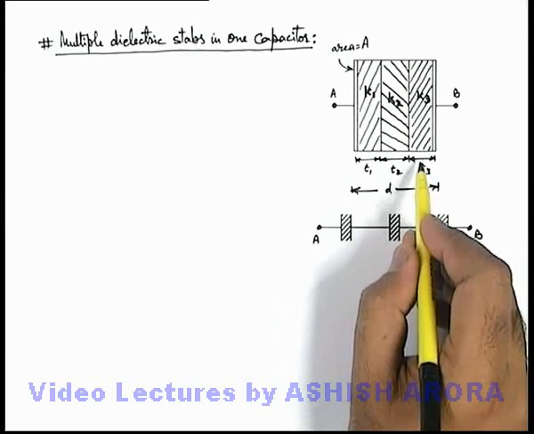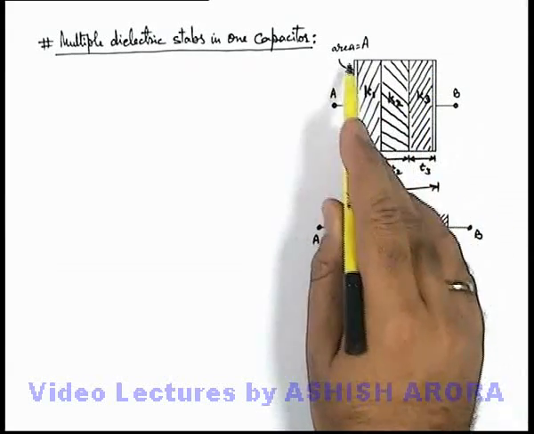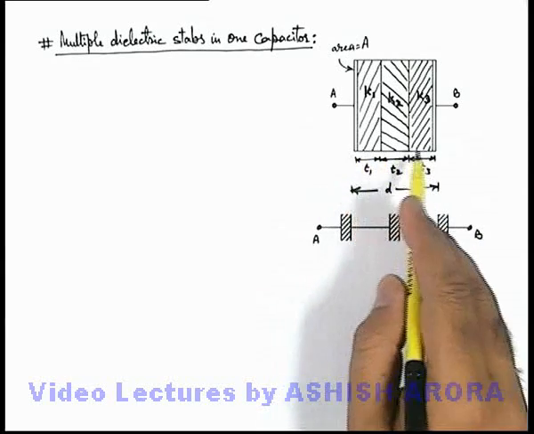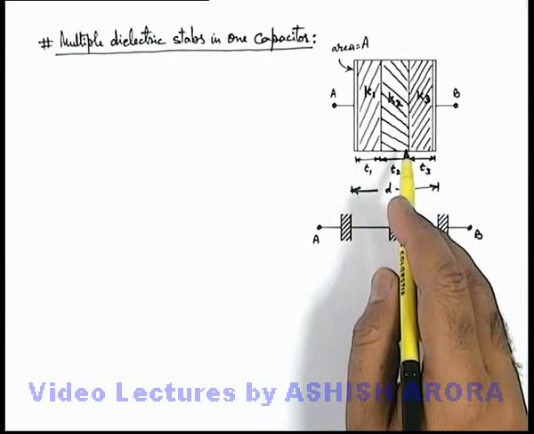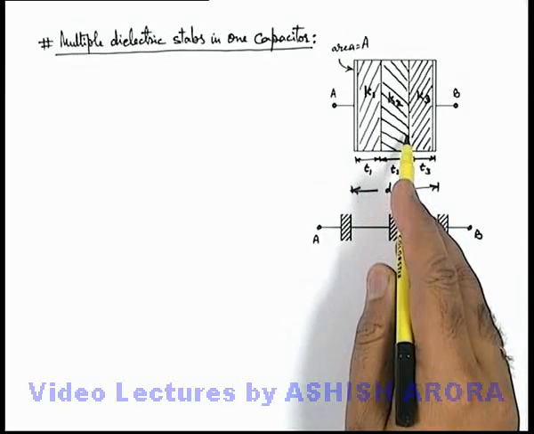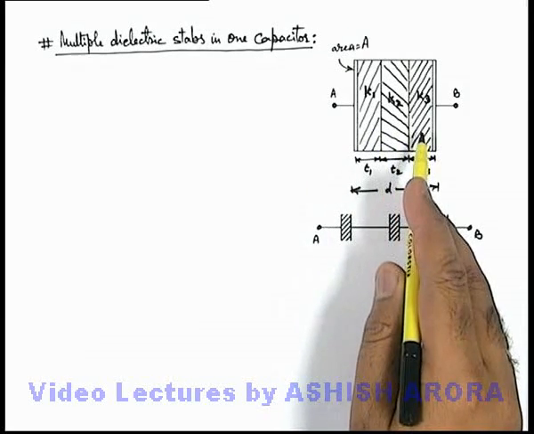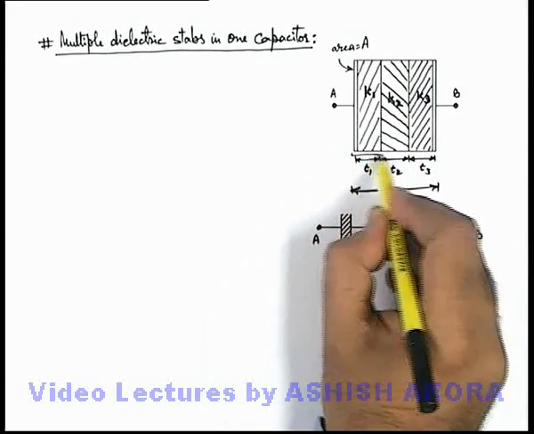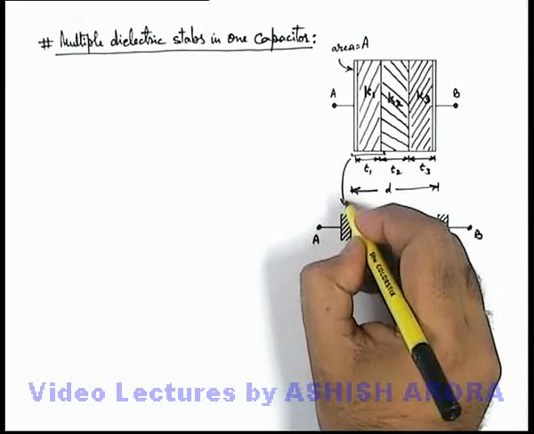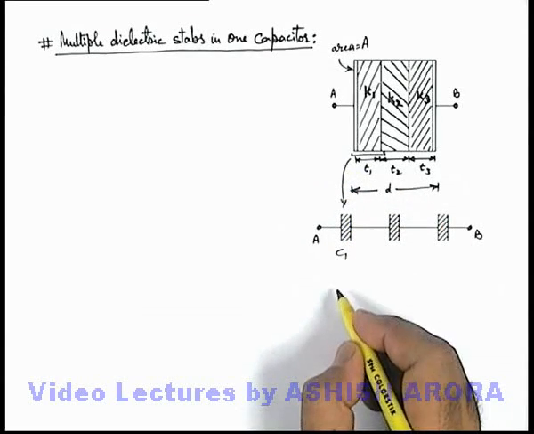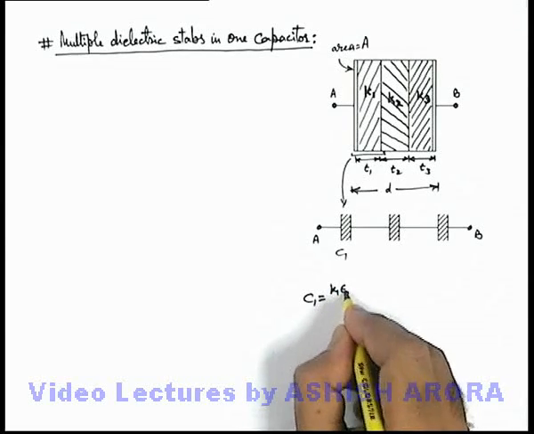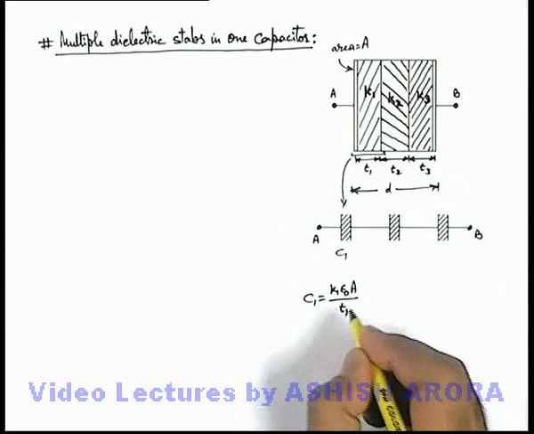Now in this situation, if the dielectric slabs are completely filling the space and if we wish to find out the capacitance of the system, this can be regarded as a system of three capacitors placed one after another in series. We can treat this system as a single capacitor having dielectric constant K1. It can be separated like this. It is C1. And the capacitance C1 we can write as K1 epsilon naught A by T1.